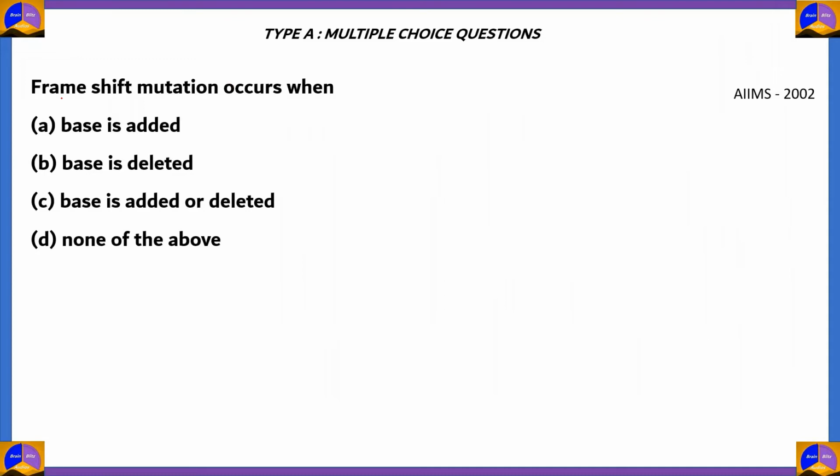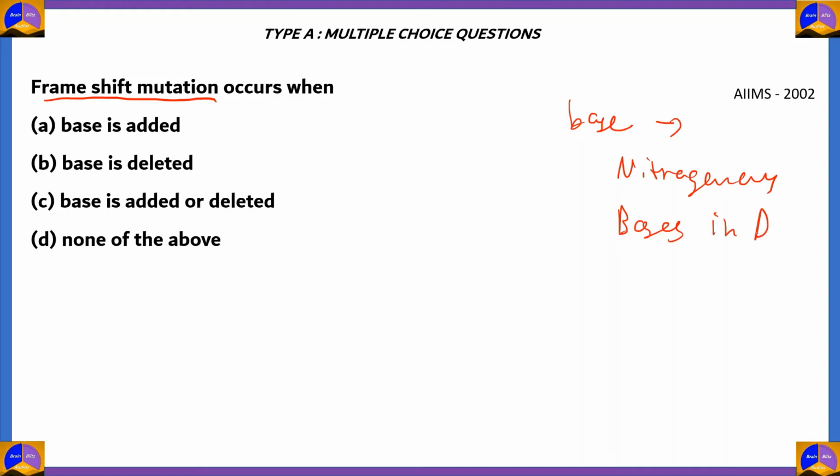Our next question. Frameshift mutation occurs when A, a base is added, B, a base is deleted, C, a base is added or deleted, and D, none of the above. Base refers to the nitrogenous bases in DNA.